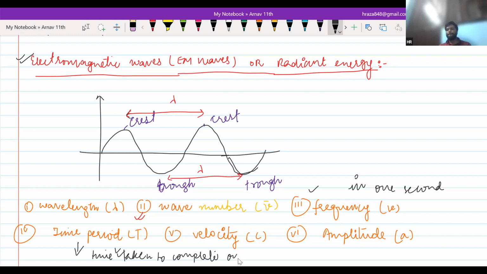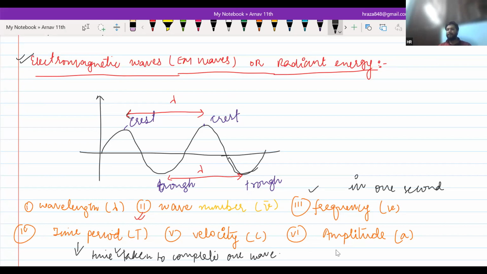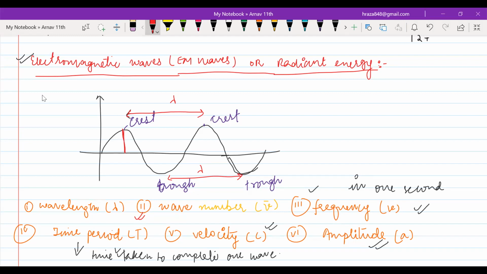Are you getting my point? Yes, sir. Just suppose you are going in a circular path, then the time taken to complete that circular path is called time period. And what is frequency? How much distance you have covered, or how many circumferences you have covered in 1 second, that is called frequency. And velocity, you know, the speed. And amplitude, the maximum displacement from mean position. Maximum displacement from mean position is called amplitude. Are you getting my point? Yes. So just write it and then I will explain one by one again.